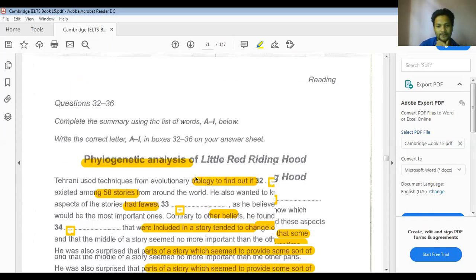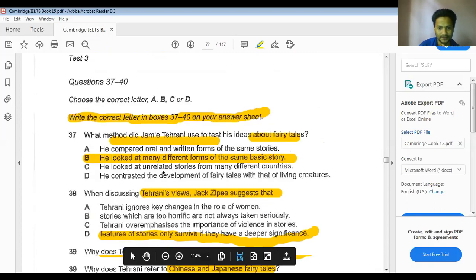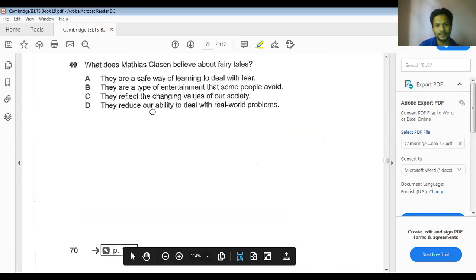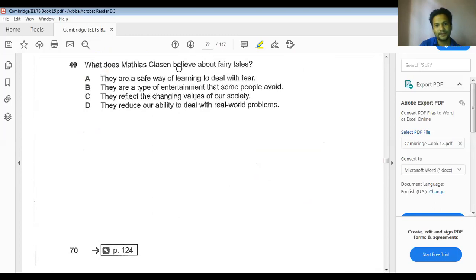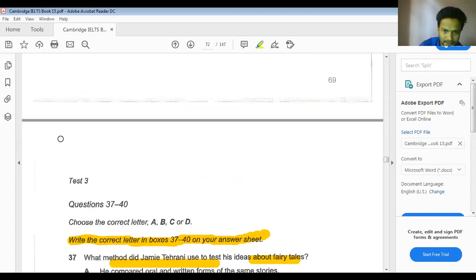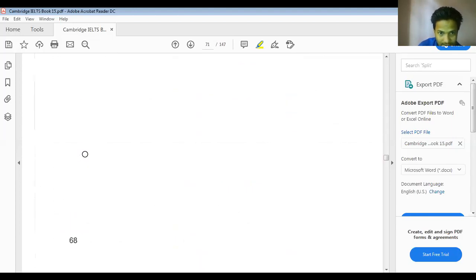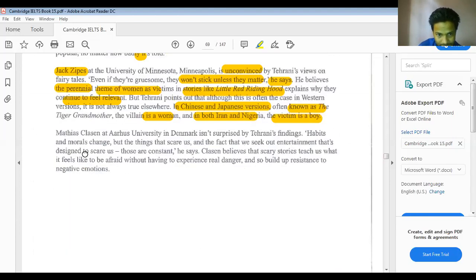Now let's find out the last question. What does Matthias Clasen believe about fairy tales? What does this man believe? How does he understand fairy tales? Okay, let's find out about this man.